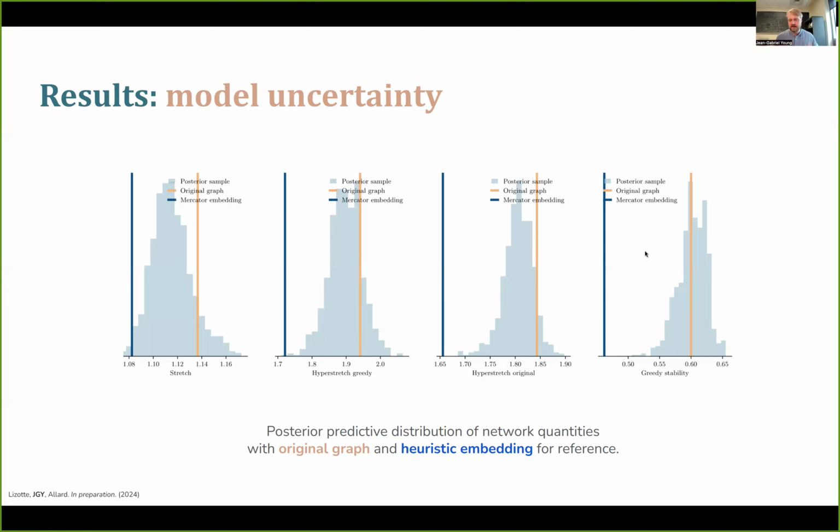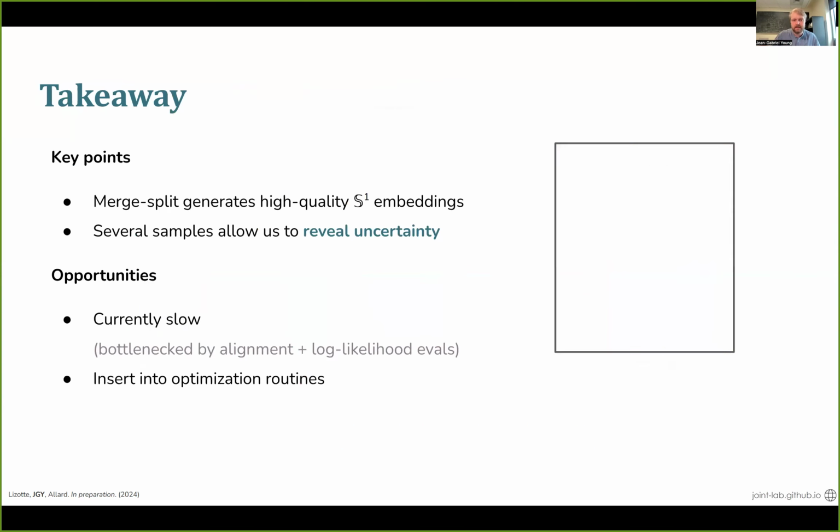And Mercator, this maximum likelihood, is instead overfitting and going way off where the distribution is. That's a cautionary tale: if you optimize, you're probably going to overfit and you're going to miss this uncertainty that we actually have. The data is not really telling us what the true value of the greedy stability is per se. It's giving us a range, and we can now do that with the sampling.